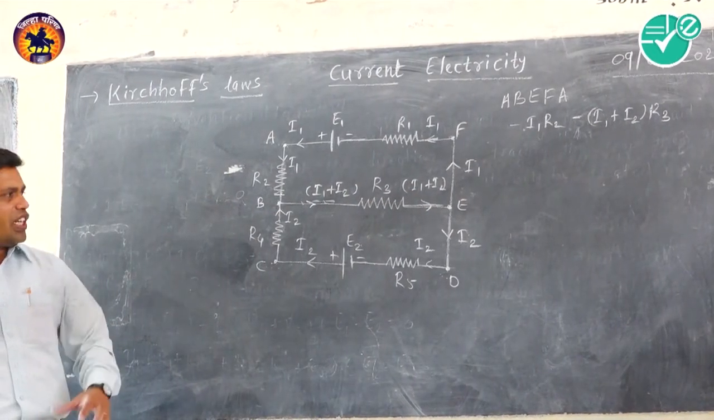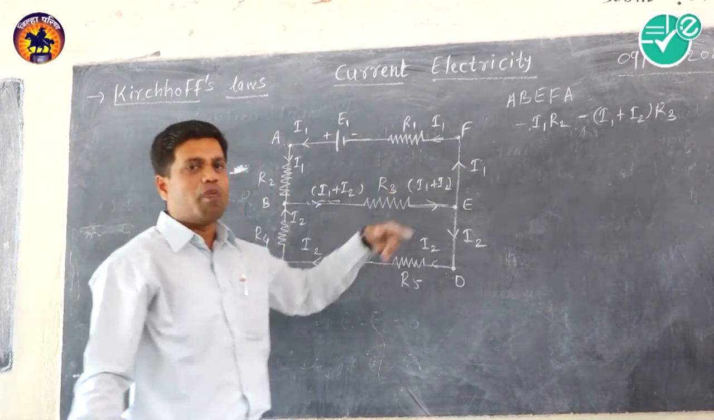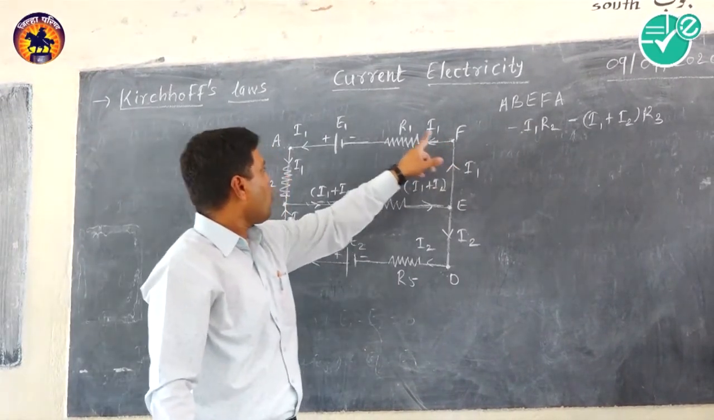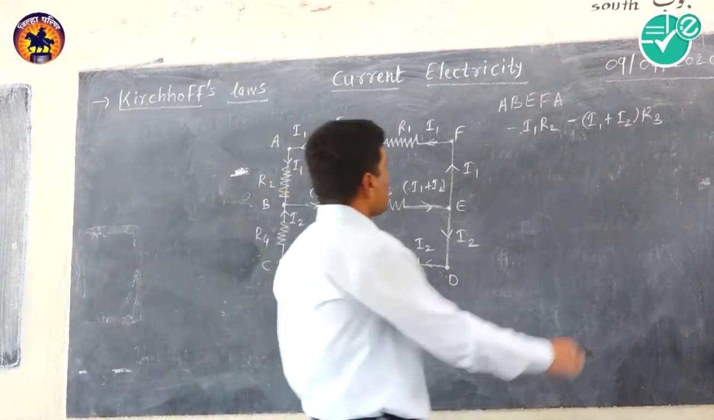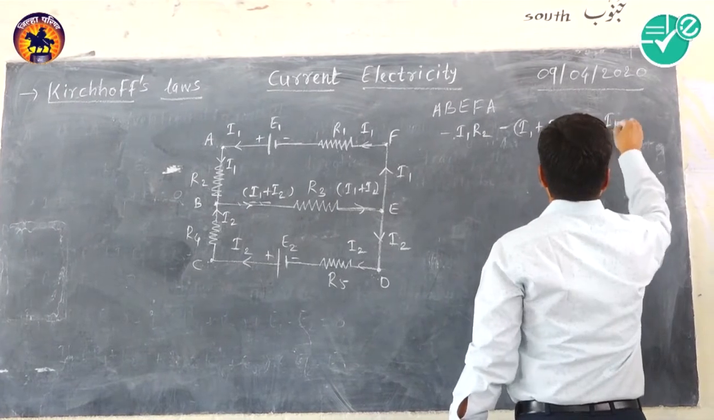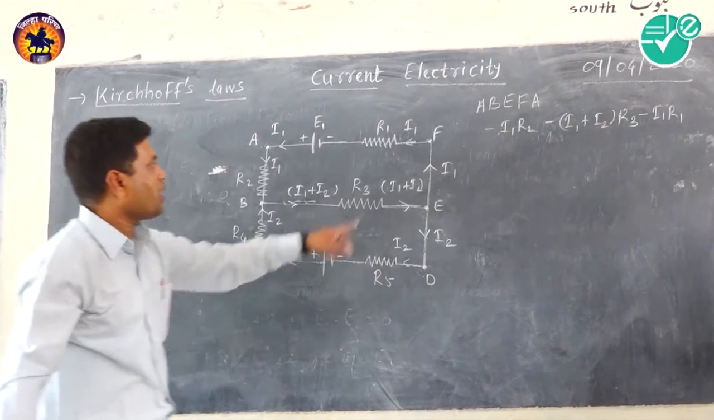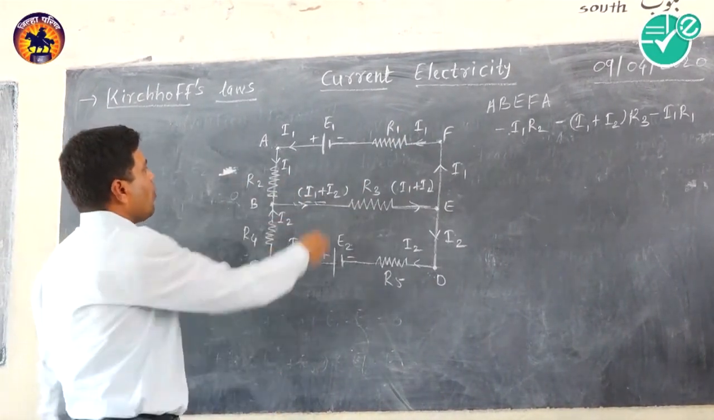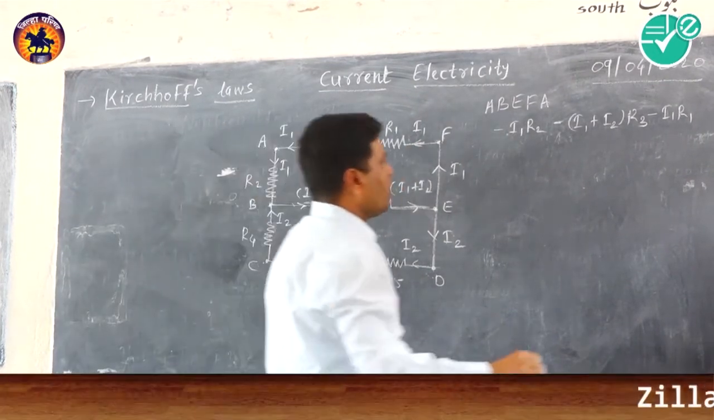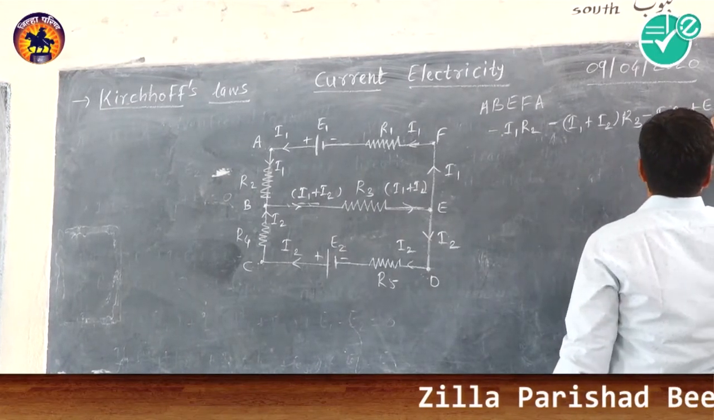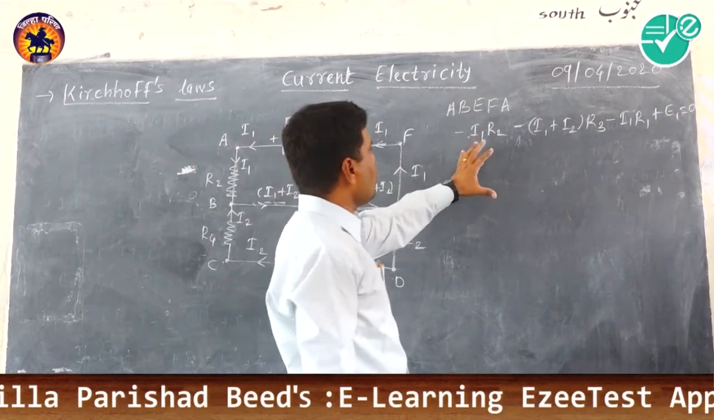After that, it is very important that while going from E to F, we see that there is no component. After that, while moving from F to A, we have two different components, that is R1 and E1. So we will apply Kirchhoff's voltage law to them. It is taken as minus I1 R1. Why minus I1 R1? Because current is flowing in the same direction as that of the loop. Therefore, this potential drop will be taken as minus. And while moving F to A, we are moving from the negative terminal of the battery to the positive terminal of the battery. Therefore, E1 will be treated as plus. So it is equal to 0. This is the equation for Kirchhoff's voltage law.